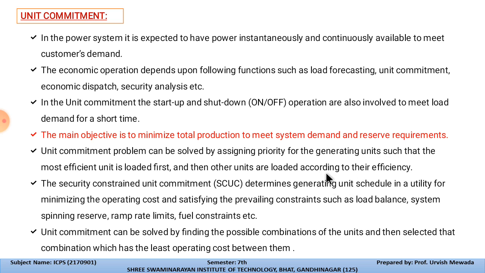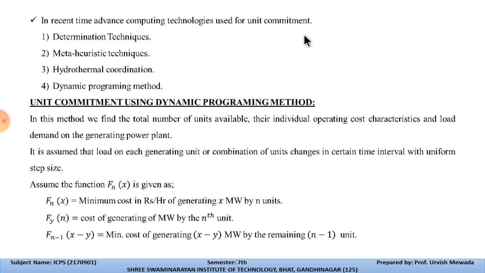But it consumes a lot of time. In recent times we have found some advanced computing technological methods to solve the unit commitment problem. Generally we have certain methods: the first is advanced computing technology for unit commitment determination, then metaheuristic techniques, the third is hydrothermal coordination, and the fourth is the dynamic programming method. Among these four methods, the most efficient is the dynamic programming method. So let us discuss this method in detail for unit commitment.